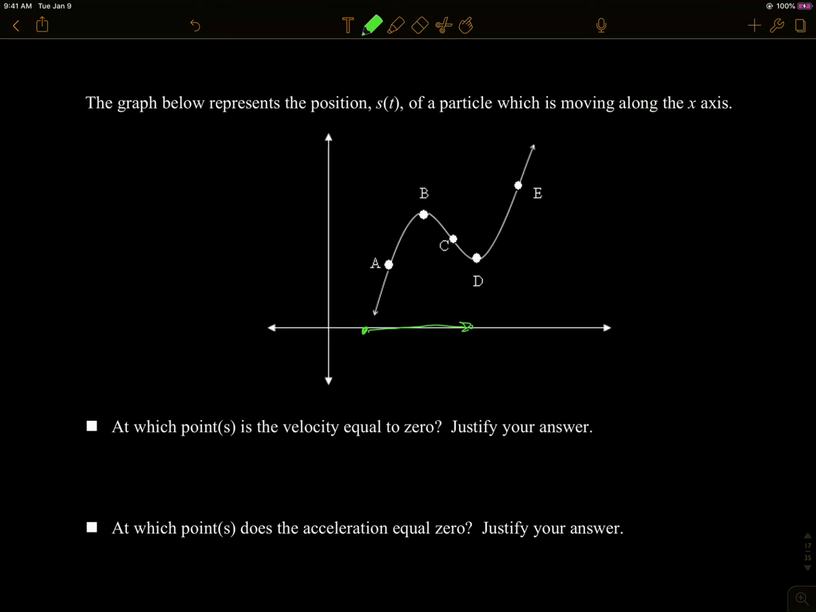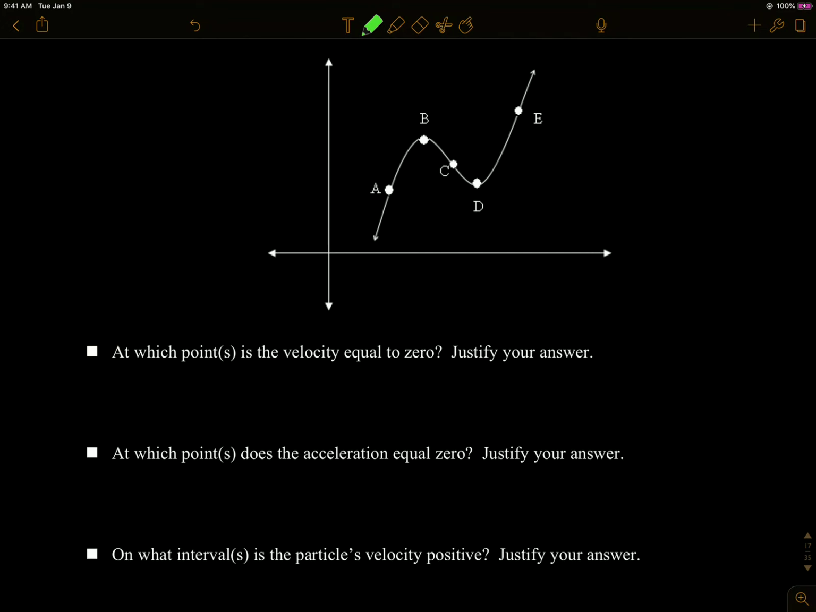It could go this way first, then after like 3 seconds, turn around, come part of the way back for a second, right? And then turn back around and go that way, and then come all the way back here and then go back. So it can go back and forth. But it's moving along the x-axis, all right?